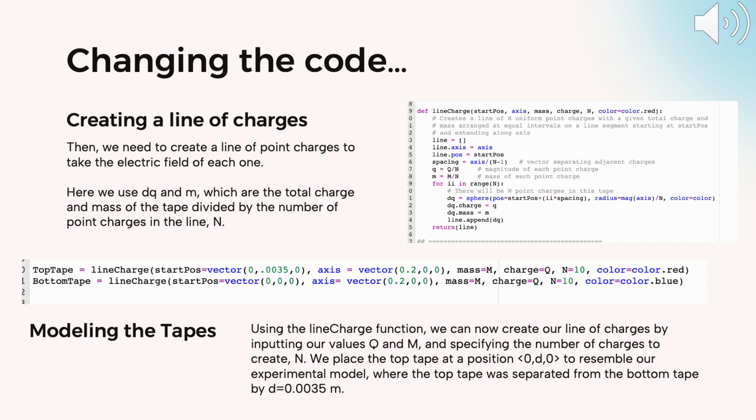Now we need to model the tapes as lines of charges. Here we create a line of point charges to take the electric field of each charge, and then we use dq and m, which are the total charge and mass of the tape, divided by the number of point charges in the line, n. This gives us the partial charge and the partial mass at each point charge. Then we have to model the tape using this line charge function we created, and setting our vectors, our positions of each tape, so that they have the distance d, 0.0035, that we had calculated before.